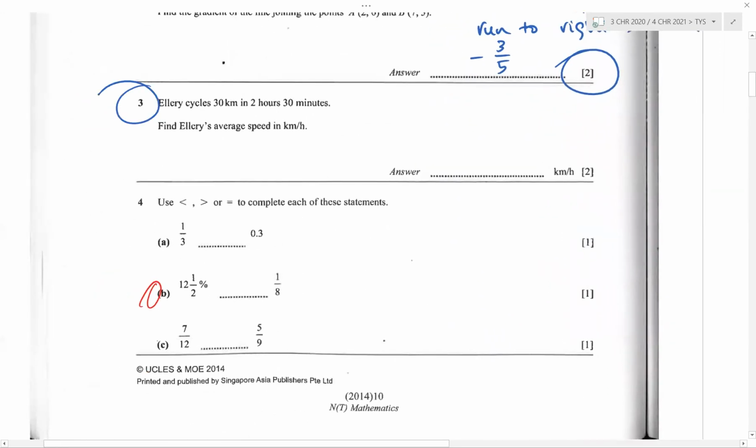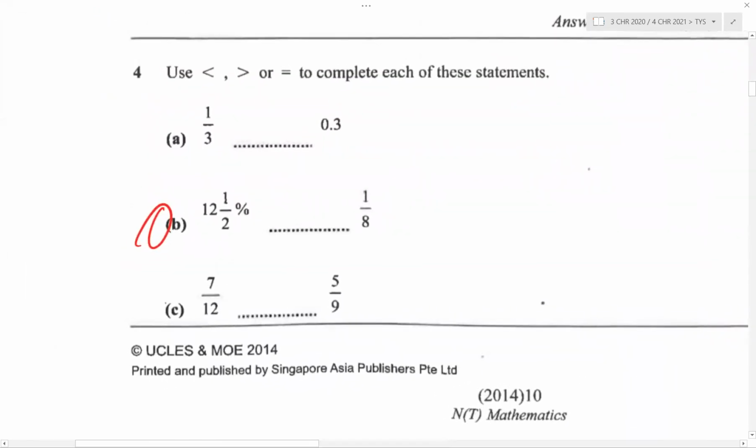We did a similar question for question 3 already. I'm not going through that. Question 4A, you should be able to do. My focus is question 4B. What is happening in 4B? What is 12.5%? 12.5% is 12.5 over 100. Press in your calculator.